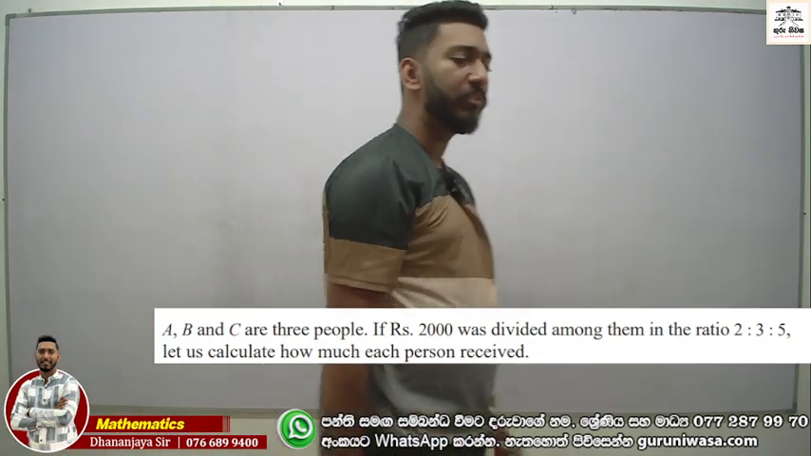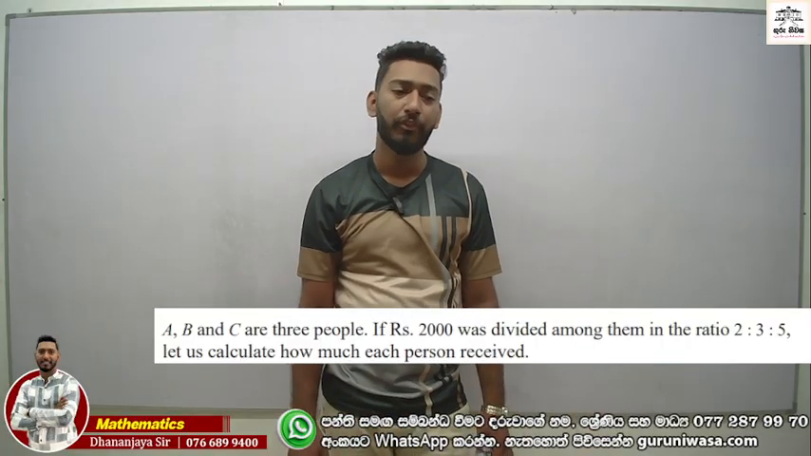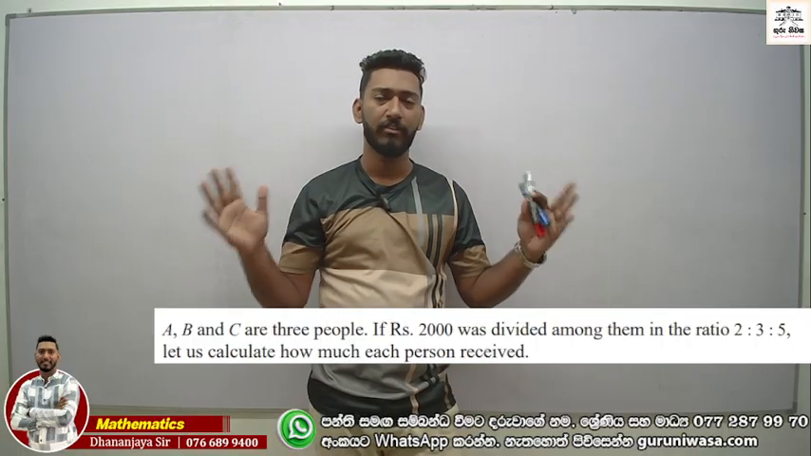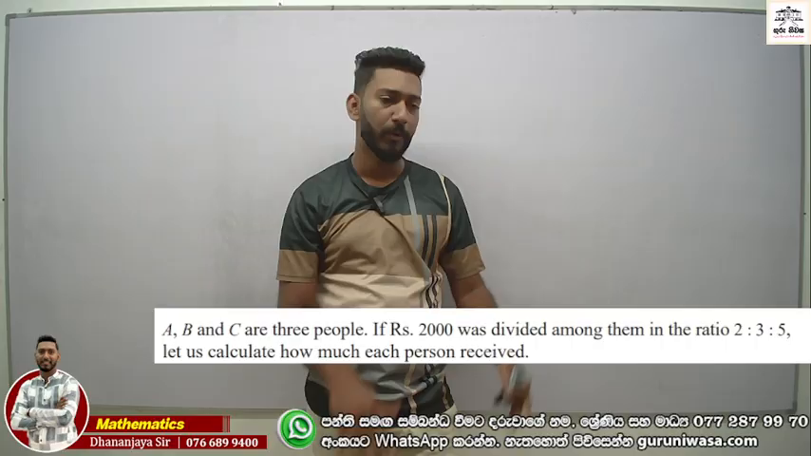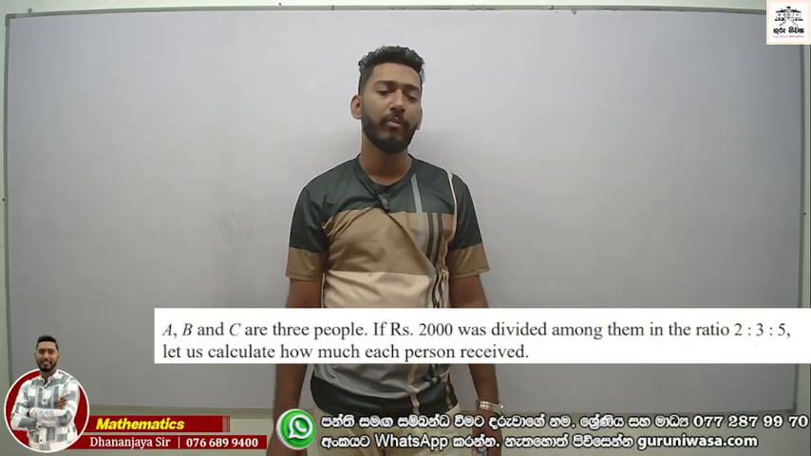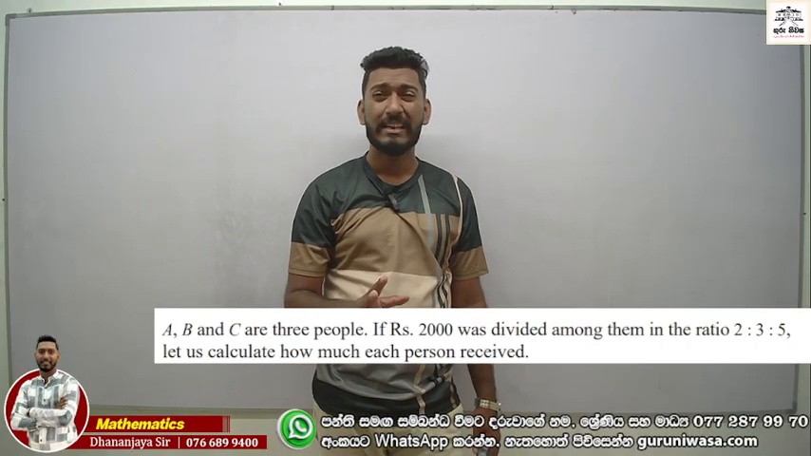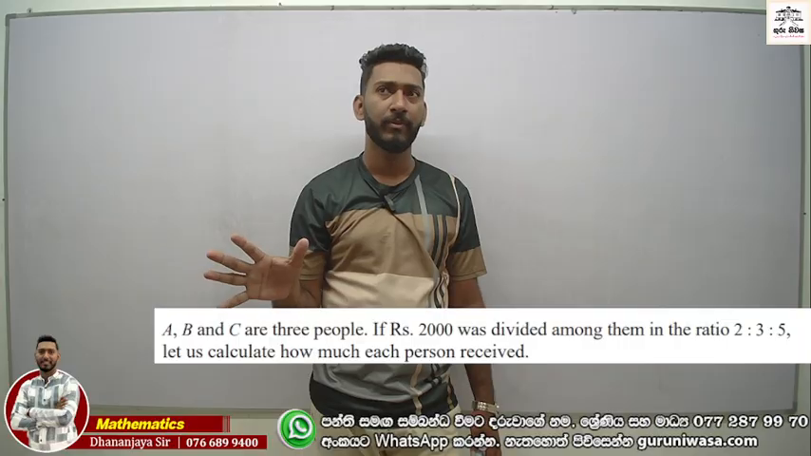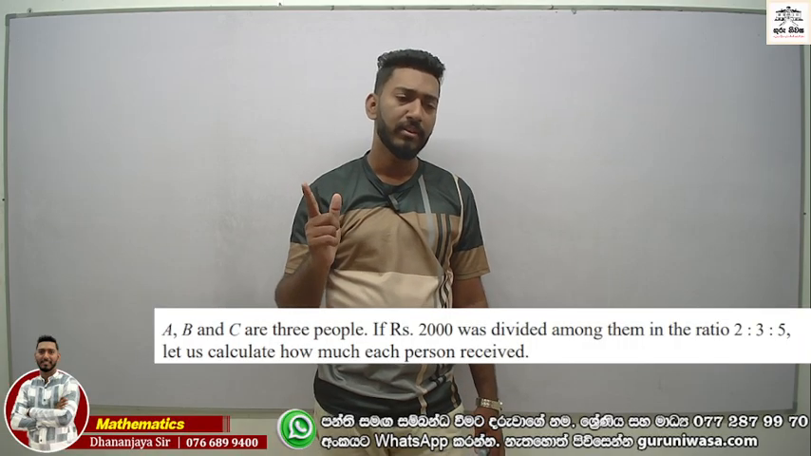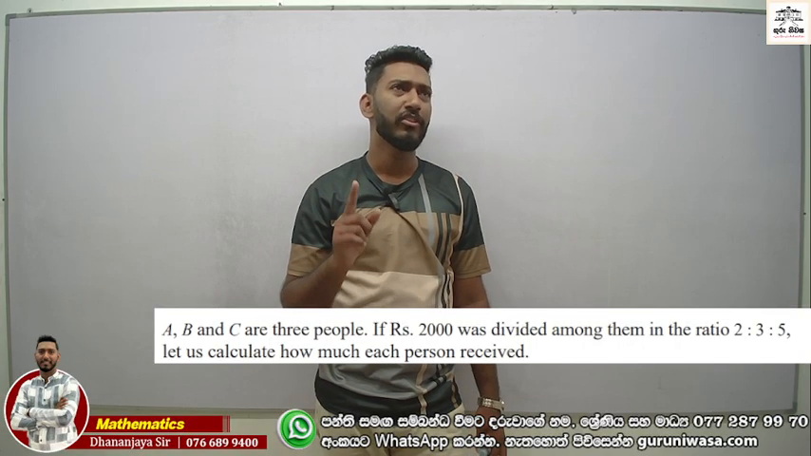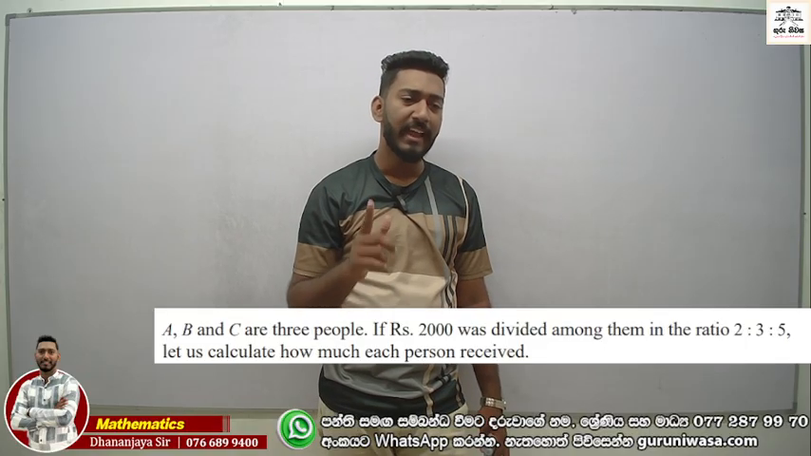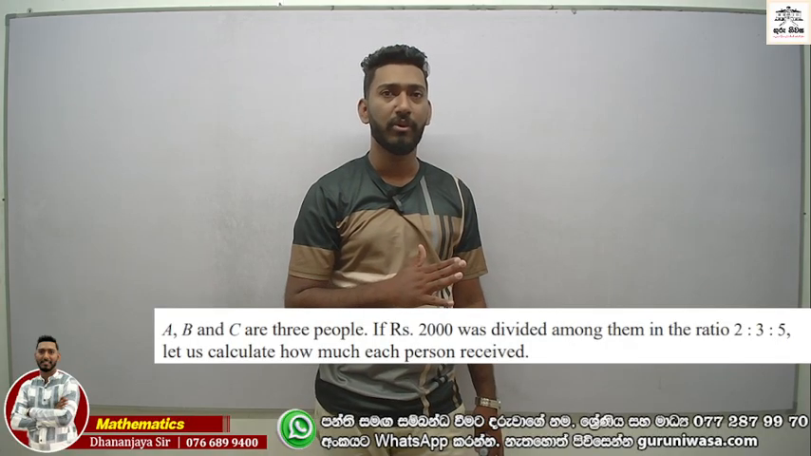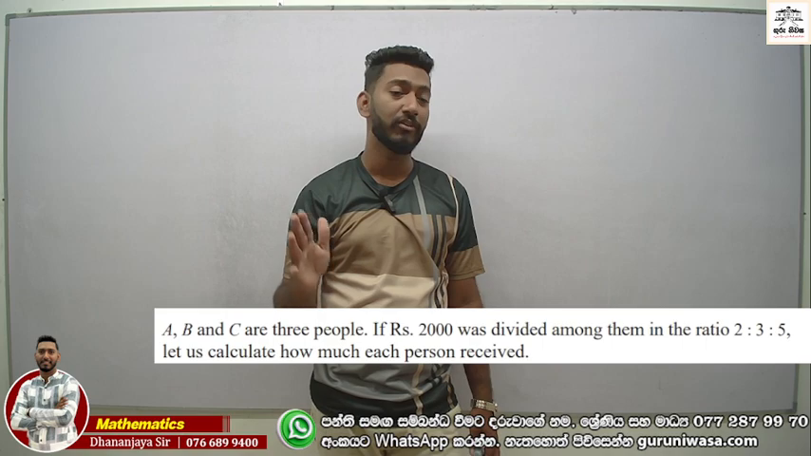A, B, and C are three people. If 2000 rupees was divided among them in the ratio 2 to 3 to 5. Now listen. Now tell me, what is the meaning of the 2000 rupees? And that is divided among them in the ratio 2 to 3 to 5.